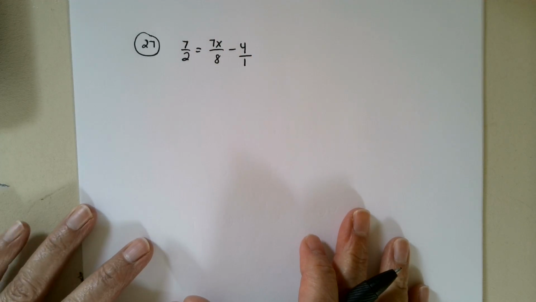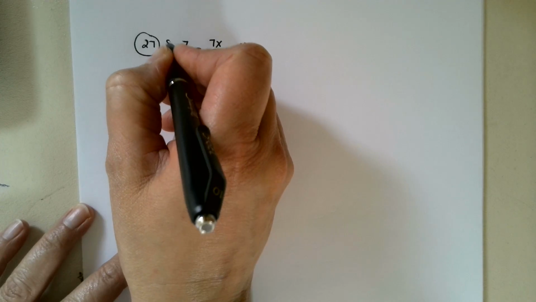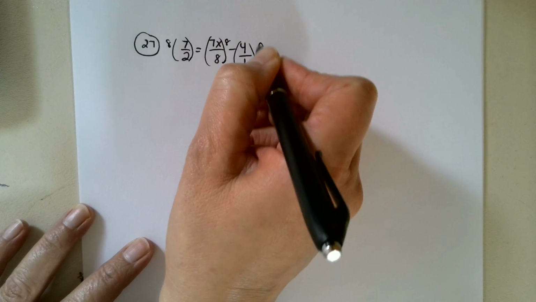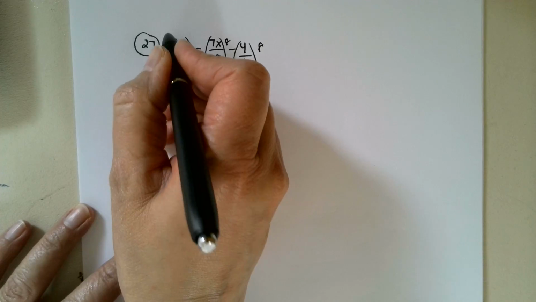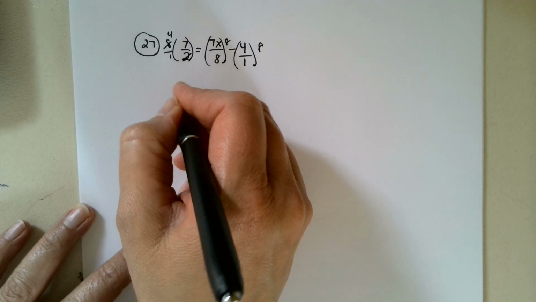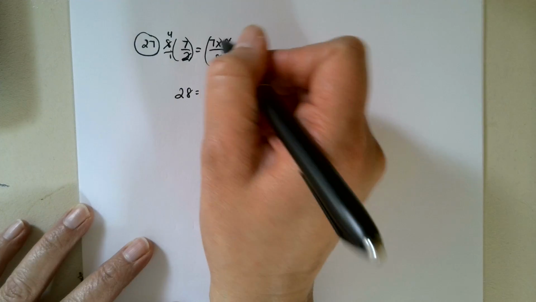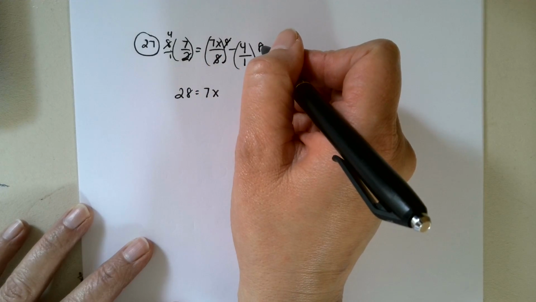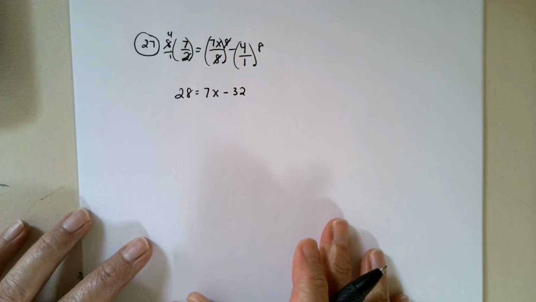So for 2, 8, and 1, the common denominator is 8. So I'm going to multiply each term in my equation by 8. Think of it as 8 over 1. So 2 goes into 8 4 times, and 4 times 7 is 28. 8 goes into 8 one time, and 1 times 7x is 7x. And 1 goes into 8 8 times, and 8 times 4 is 32.